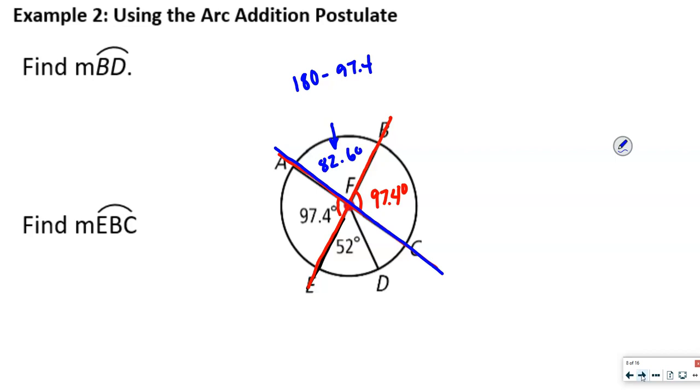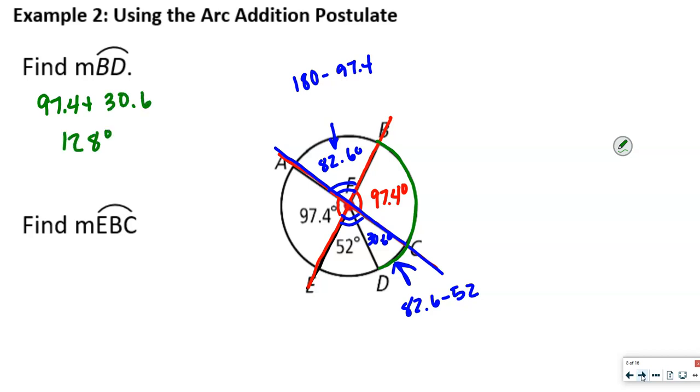Now, there's a couple ways that I could solve for the last piece right here, right? So notice that we have these vertical angles here again. This is vertical to this, right? So we could do 82.6 minus the 52, and that would give us 30.6 degrees for that part right there, okay? Also, you could have added the 97.4 and the 52 and subtracted that from 180. Okay, so now this is asking us to find BD, right? So that's this arc right here. So what are we going to do? We're going to add the 97.4 plus the 30.6, and that's 128 degrees, okay?